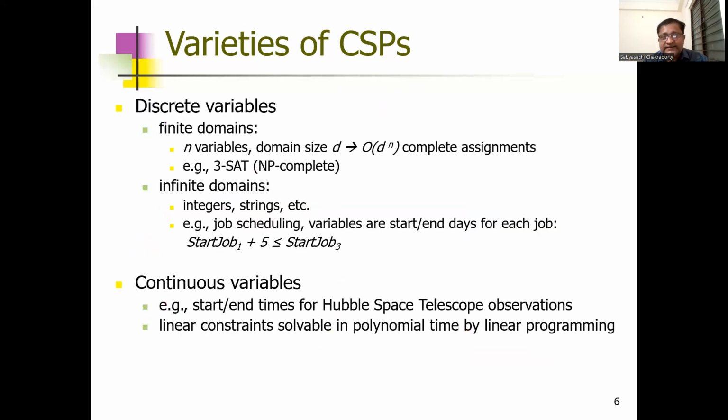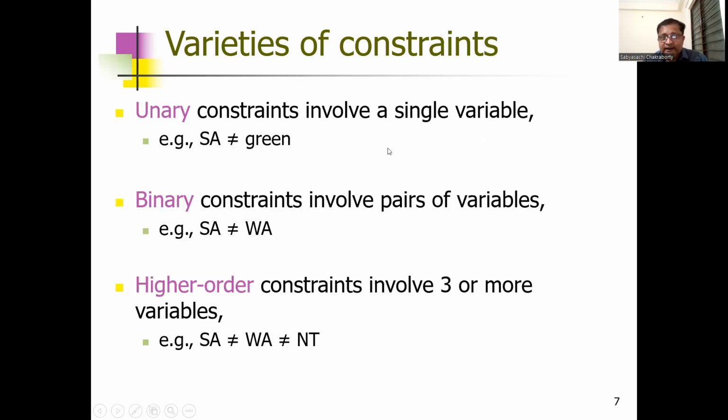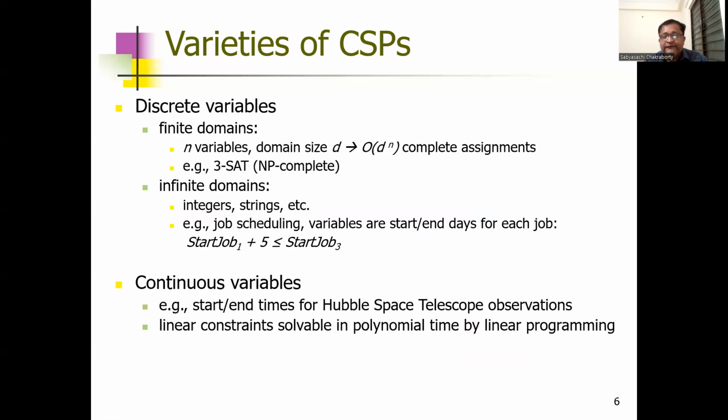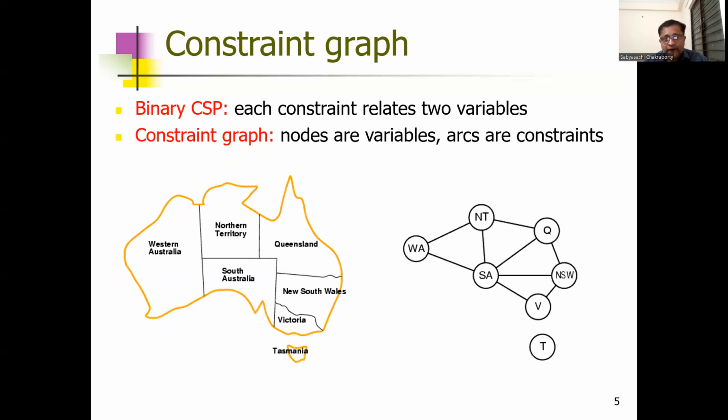The domain is a set of values. The domain contains the values, and N is the number of variables. So when the domain size is D, we can have D to the power N complete assignments, and that is the time complexity of this particular problem, for assignment of all the given values into the given variables.